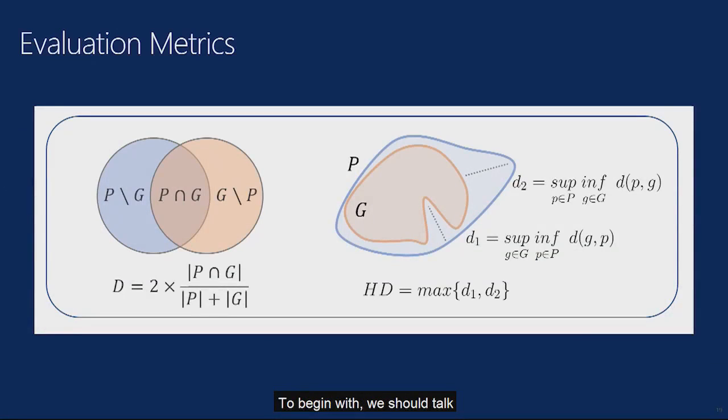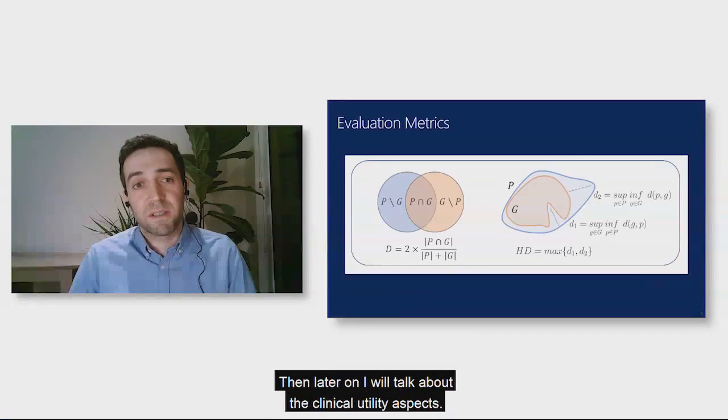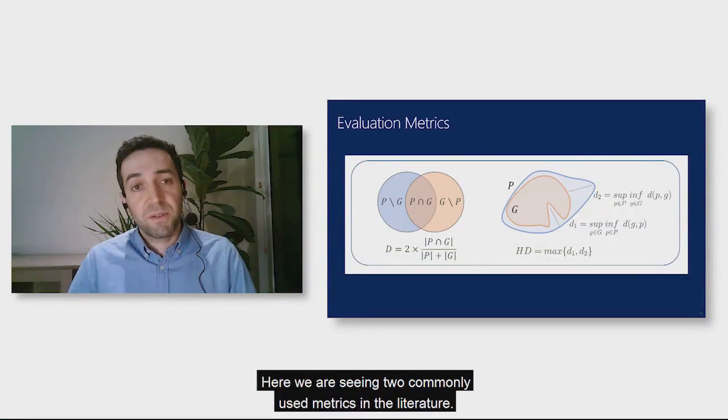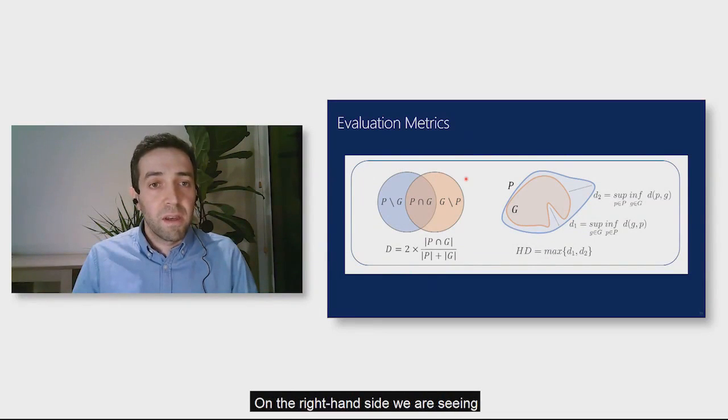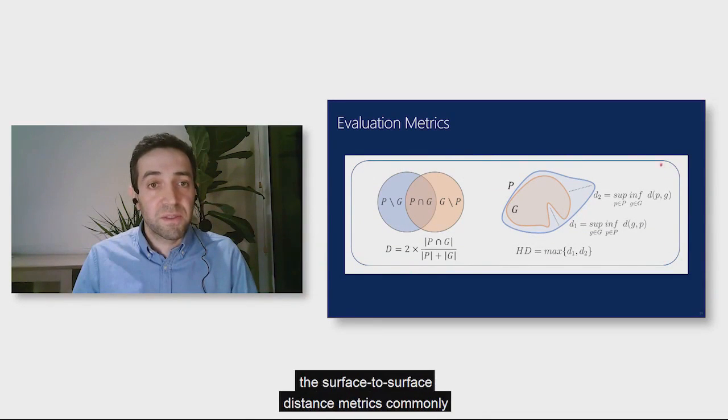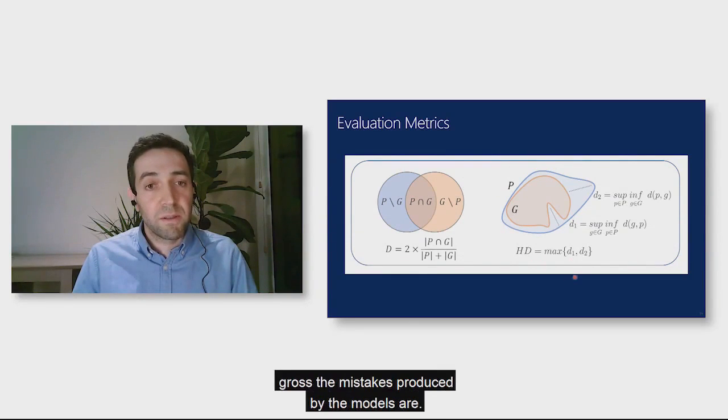So to begin with, we should talk about the metrics that we use to understand how well these models perform in terms of accuracy. And then later on, I will talk about the clinical utility aspects. And here we are seeing 2 commonly used metrics in the literature. On the left-hand side, we are seeing the volumetric agreement measurements obtained with the DICE score. And on the right-hand side, we are seeing the surface-to-surface distance metrics, commonly used to understand how gross the mistakes produced by the models are.